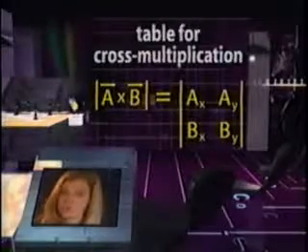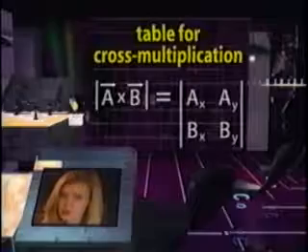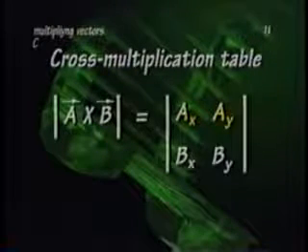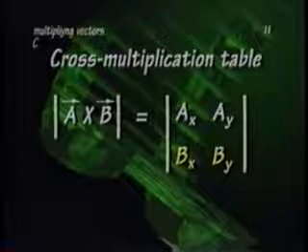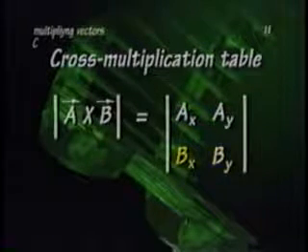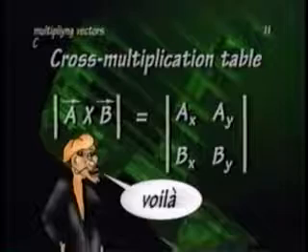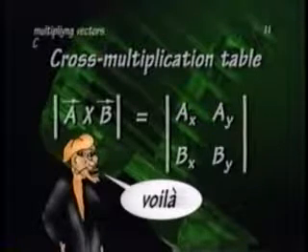Another way to multiply vectors is by cross-multiplying. Do you remember this, the table for cross-multiplication? Well, actually, to cross-multiply, we must first have the components of our two vectors. Then we can set up the table for cross-multiplication. We put the components of vector A, A sub x and A sub y, in the first row. In the second row, we put the components of B, B sub x and B sub y. And voila, the table for cross-multiplication.